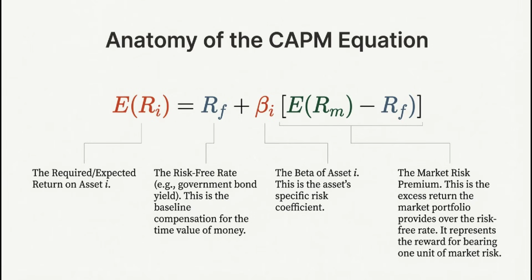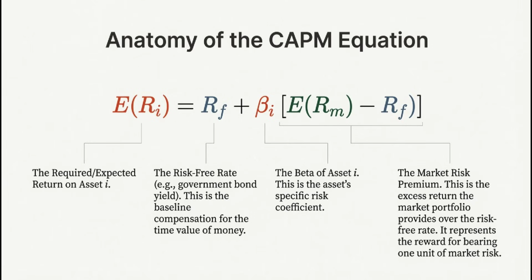But let's break down each component's economic job here. Let's start with RF, the risk-free rate. That's your compensation just for waiting, for delaying consumption. Think of it as the return on a short-term government bond. It's your baseline reward. Got it.